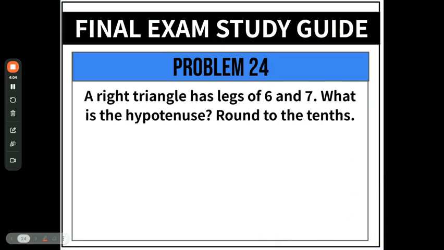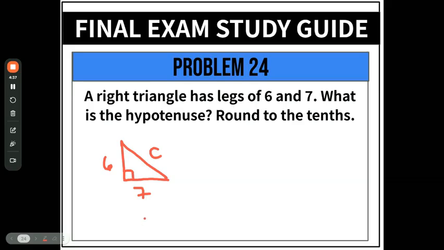Problem 24. A right triangle has legs of 6 and 7. What is the hypotenuse, round to the tenths? So I always like to draw a triangle. You don't have to, but it always helps me to look at what I'm actually doing. So we know that the legs are 6 and 7, and by definition, the hypotenuse is going to be the longest side. So that's what we're going to be looking for. And we know that it's a right triangle, so we can draw my little right angle there.